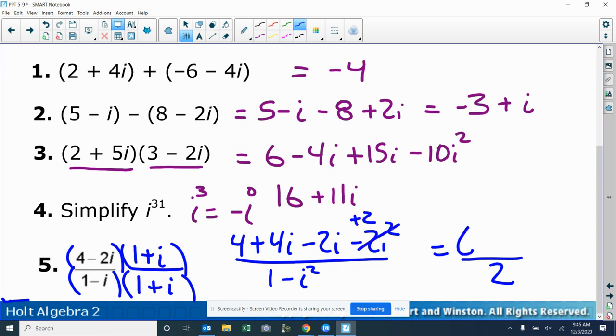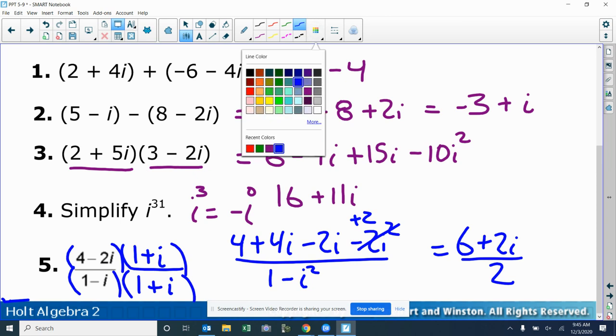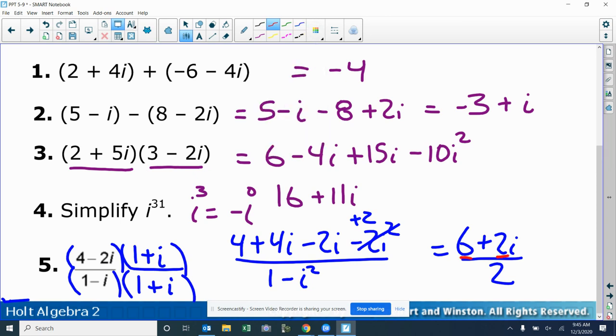So we're going to end up with 6. And then we end up with 4i minus 2i would give us plus 2i. We have some commonality here, don't we? What can go into all those? Of course, 2. So this whole thing ends up being 3 plus i. Kind of unique. 3 plus i. Of course, we don't write it over 1. Okay, is everybody okay with where we just got that down to 3 plus i?